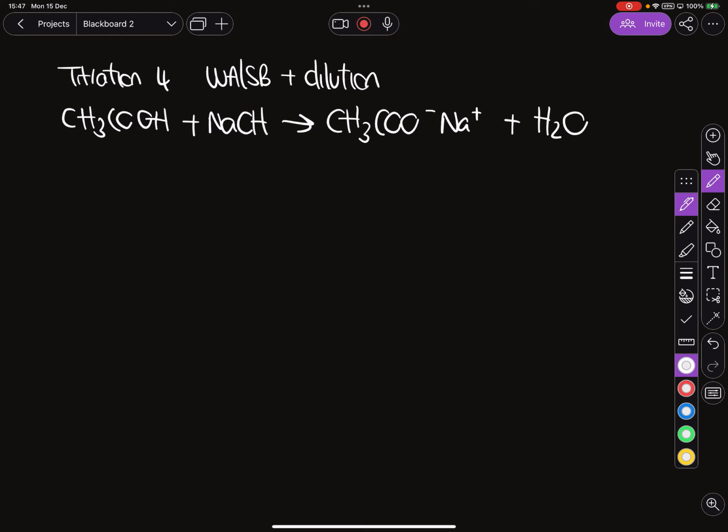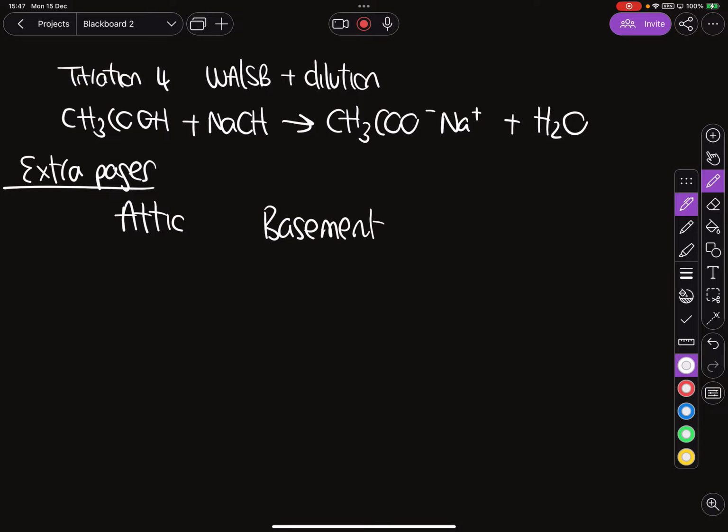So you are doing this in the extra pages in your exam booklet for yourself. You are going to have to do your data table. So again, the terminology I'm using is attic and basement, such that we can still understand what we're doing once we get into the redox titrations in Form 6.